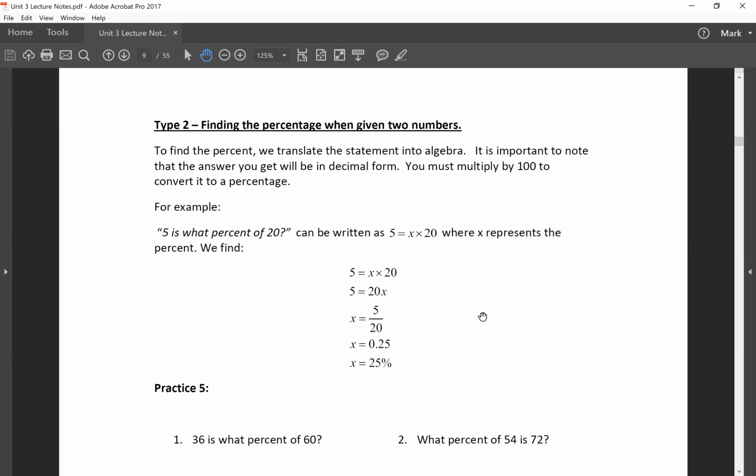And in tomorrow's class, hold on, I have you guys tomorrow at, well, 8:30. We can look at some review and do some practice problems. So let's look at type 2 today, finding the percentage when given two numbers. Pretty straightforward.